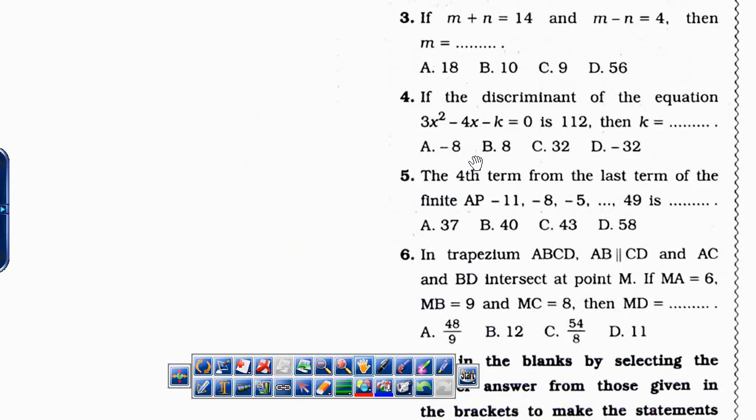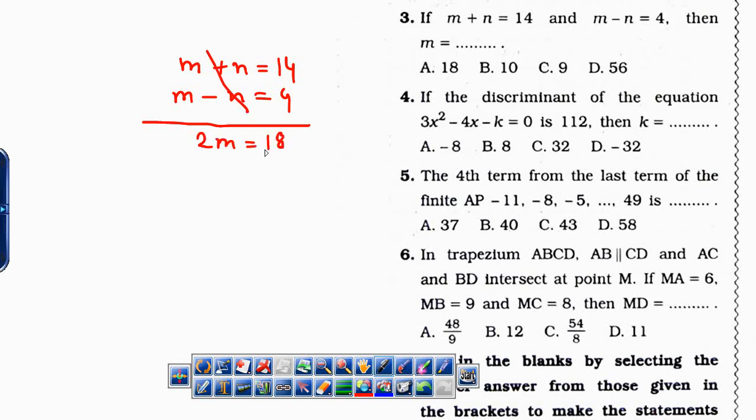m plus n is 14, m minus n is 4, then m is equal to what? Extremely simple elimination. Plus n minus n gone, 2m is equal to 18, hence m is equal to 9.